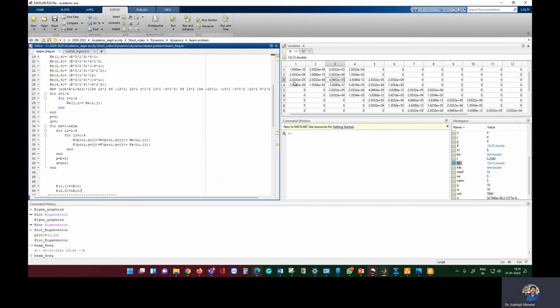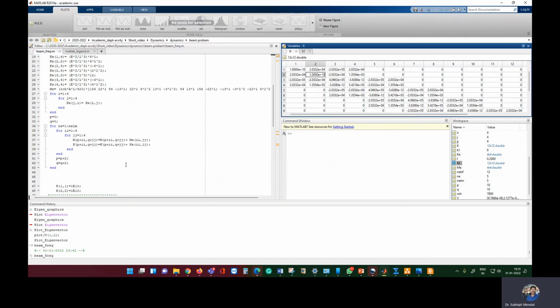Magnitude is coming in the range of e to the power 5, e to the power 4 like that. Okay, I increase the stiffness for these diagonal terms 1 and 2 to the range of e to the power 10. Basically now we have enhanced the stiffness and it will behave like a fixed beam, or the fixity of the beam will increase. Here you have to do some trial.